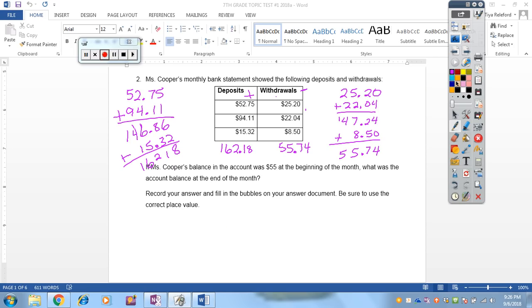The last piece, and this might be what you did wrong. If Mrs. Cooper's balance in the account was $55 at the beginning of the month, what was the account balance at the end of the month? What was the account balance? So we want to know how much money she has. She started with 55. Is that a positive or a negative? It's a positive, so you need to add it to your positives.